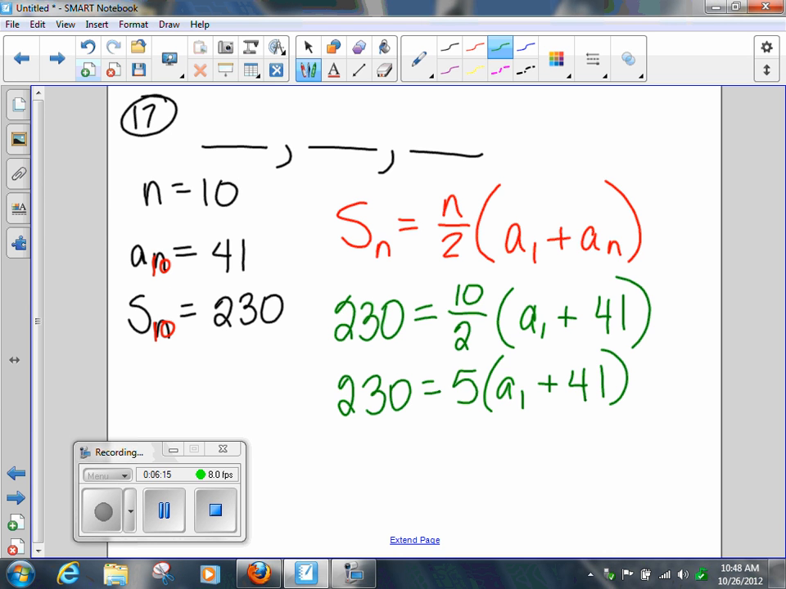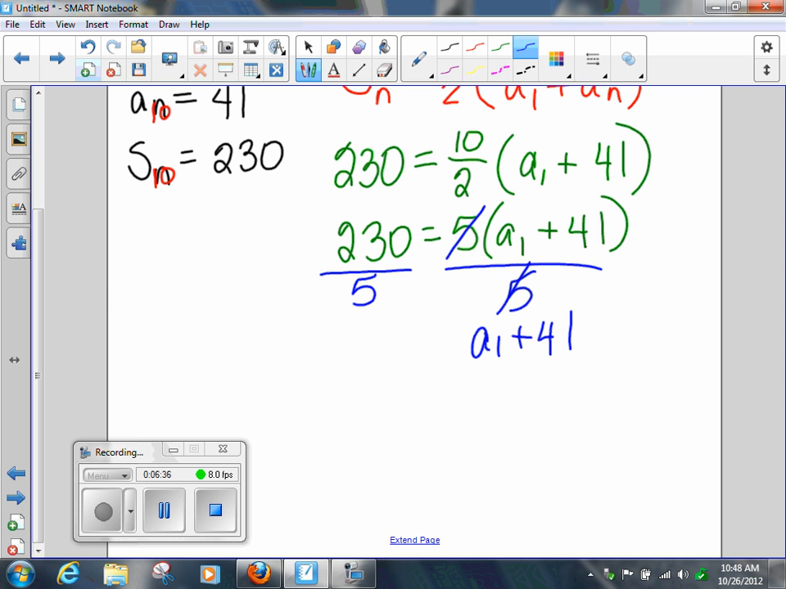You can do this a couple different ways. You can distribute. Folks, can I divide both sides by 5? Just to take a shortcut, and I don't have to do as much multiplying. Do you guys see that? It leaves me with A sub 1 plus 41 equals 230 divided by 5 is 46. And now can I very easily solve for A sub 1?